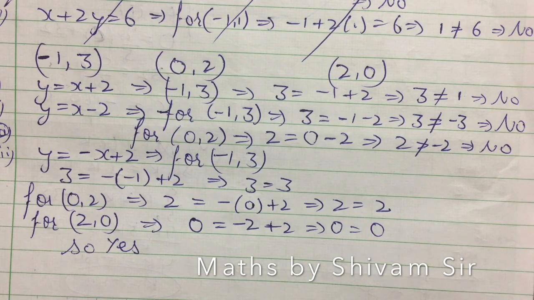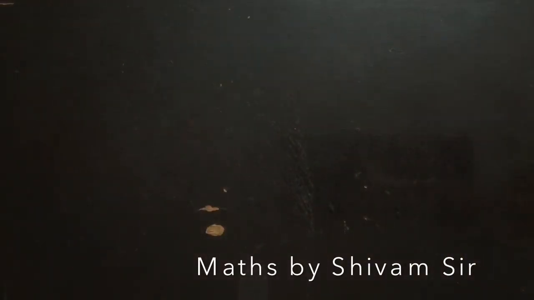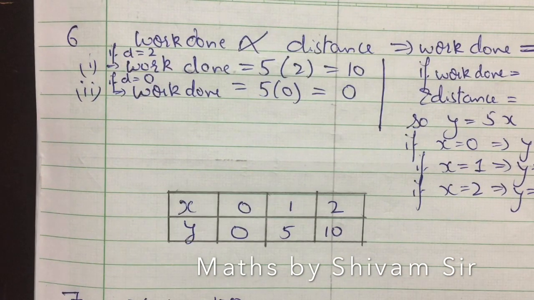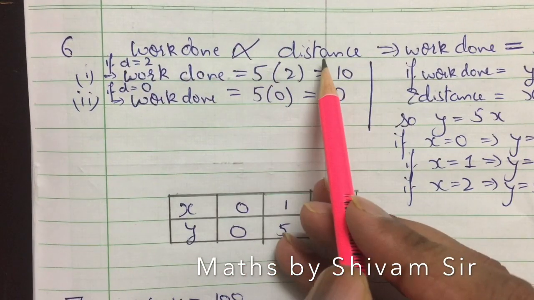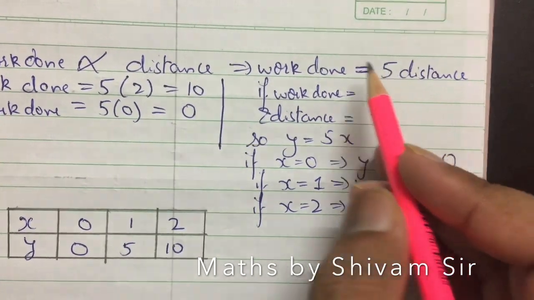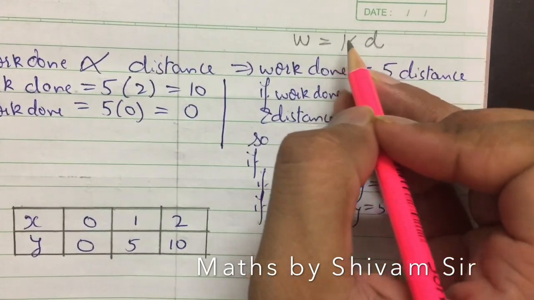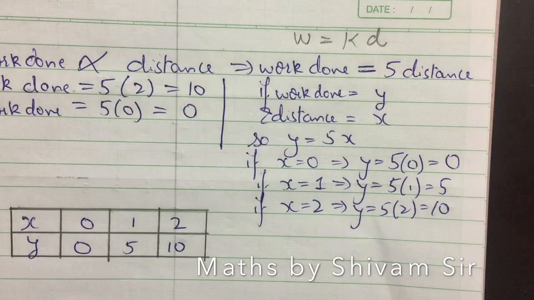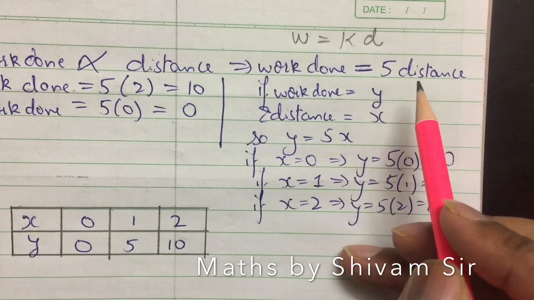Next, let's move on to the sixth question. The sixth question is, if the work done by a body on application of a constant force is directly proportional to the distance traveled. So work done is directly proportional to distance. So we can say work done W is equal to k multiplied by distance, where k is the proportionality constant. Here in the question, the value of constant force k is given as 5 units. So we can say work done is equal to 5 multiplied by distance.